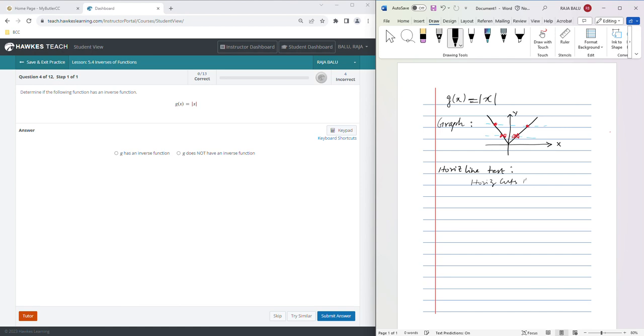So we realize that with the horizontal line drawn through the graph, it cuts the graph at more than one point. So that means the inverse, whatever the inverse is, is not a function. That is, whatever inverse you get, I don't know how the calculation will go, the inverse of this function g of x equals absolute value of x will not be a function.